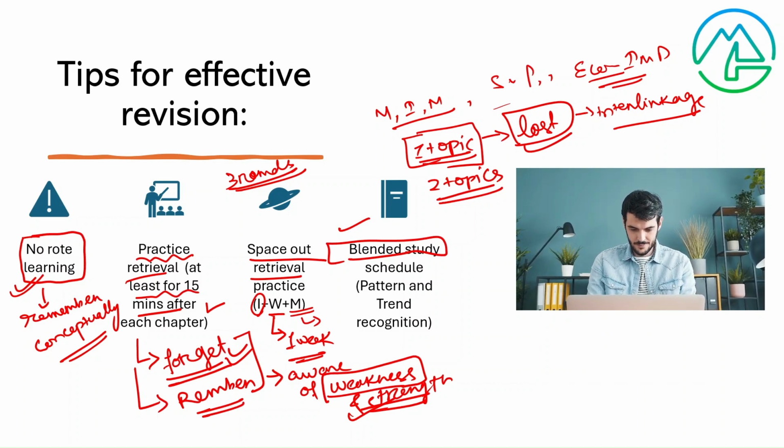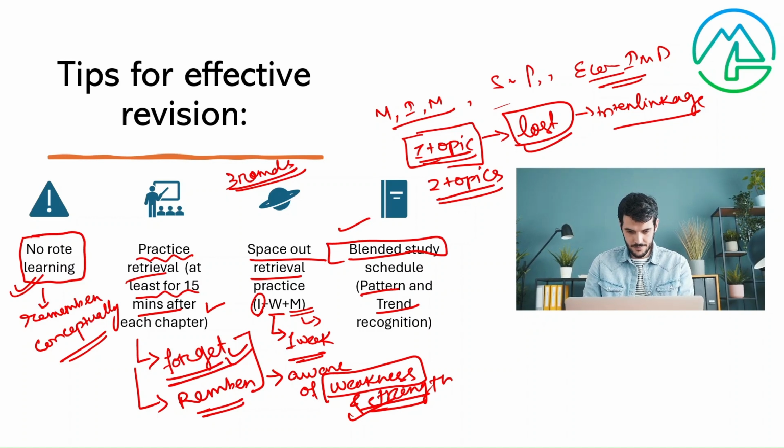By doing that, what will happen? First thing is that you are going to identify the pattern and the trend. क्या pattern आ रहा है? Exam में किस topic से कैसे pattern आ रहा है and how you can interlink them with other topics. That is something that you need to do, right? That's the first thing that you can identify if you are doing the blended study pattern.